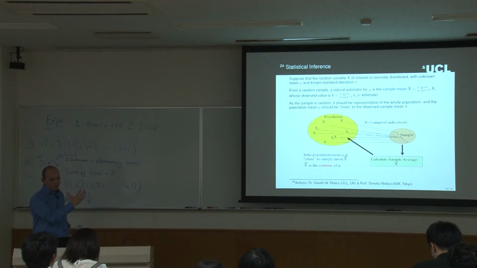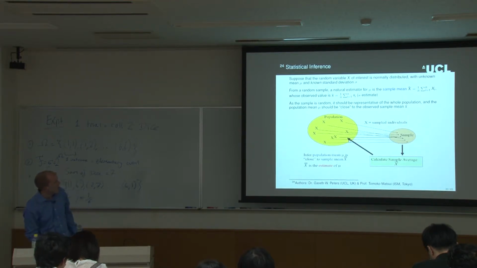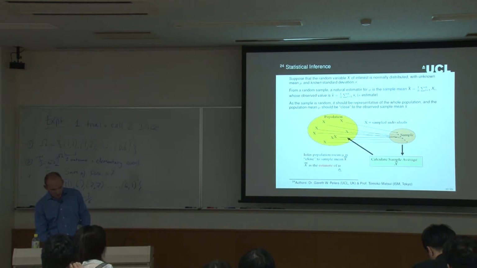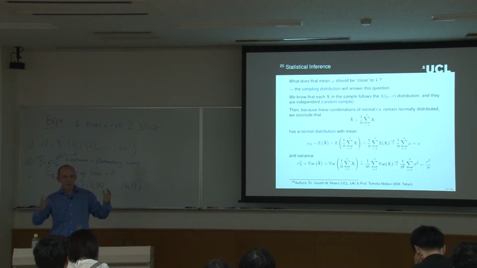Now, since the sample is random, it should be representative of the whole population. And in some way, the population mean mu should be close to our observation x bar. So this is what this diagram is showing here. Population, take our samples, we have this sample here, calculate x bar, and we want x bar to be close to mu. But what do we mean by close is the important question. Now, this concept of the sampling distribution, which I just introduced, is going to answer this question for us.